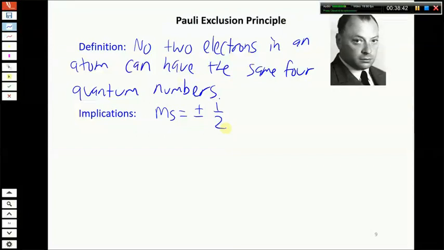So what that means is you have a maximum of 2 electrons per orbital. So if you have an orbital in an atom, you're going to put no more than 2 electrons into that. As we'll see, you don't always put 2 in, but that's the most you can put.